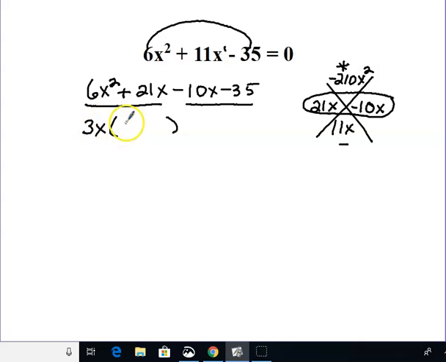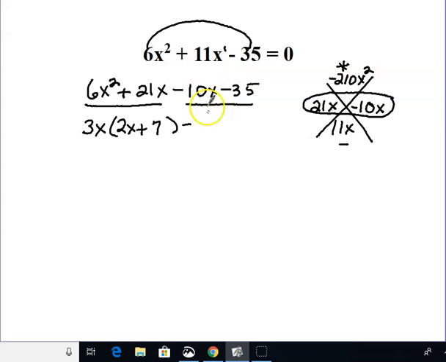6x squared divided by 3x is 2x. 21x divided by 3x is 7. On the back, we have to deal with this negative. You would want to divide out a negative number that's in common, but be careful because it's going to change this sign to the opposite.